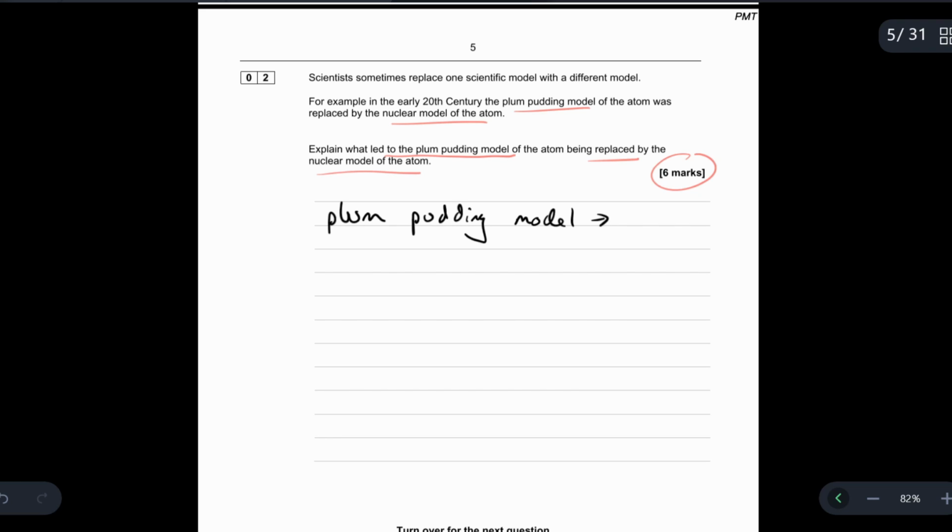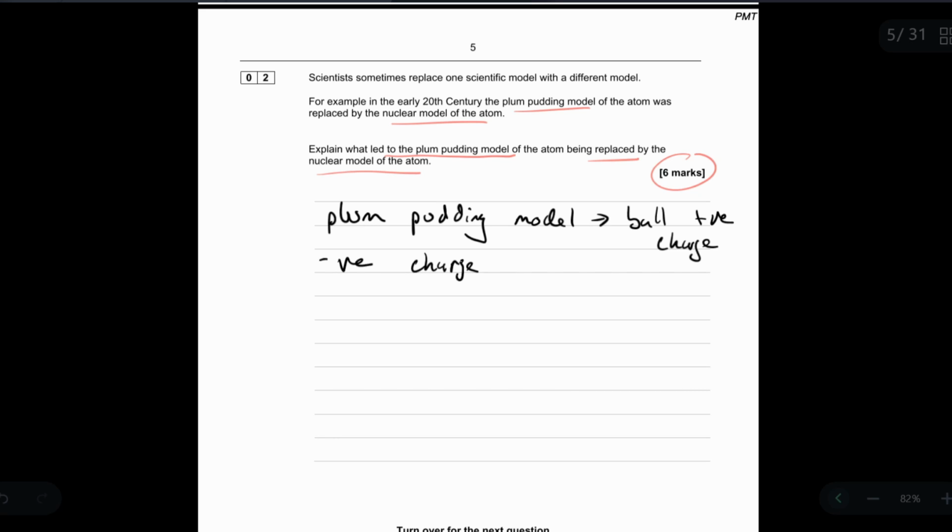Essentially, for the plum pudding model, you have a ball of positive charge with negative charge embedded into it. I'm going to write this shorthand, but you can obviously write this all out in more detail. So negative charge is embedded into it.